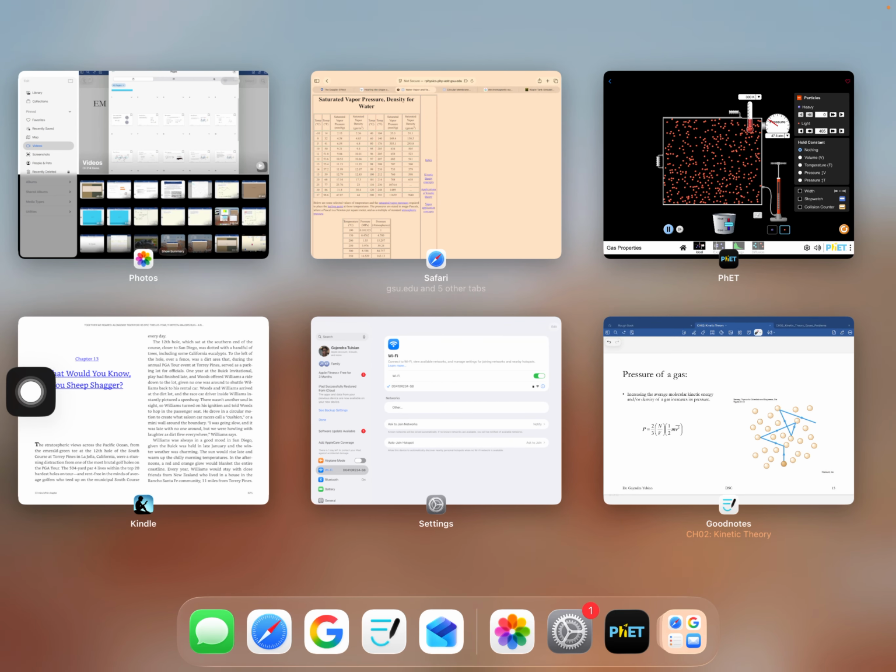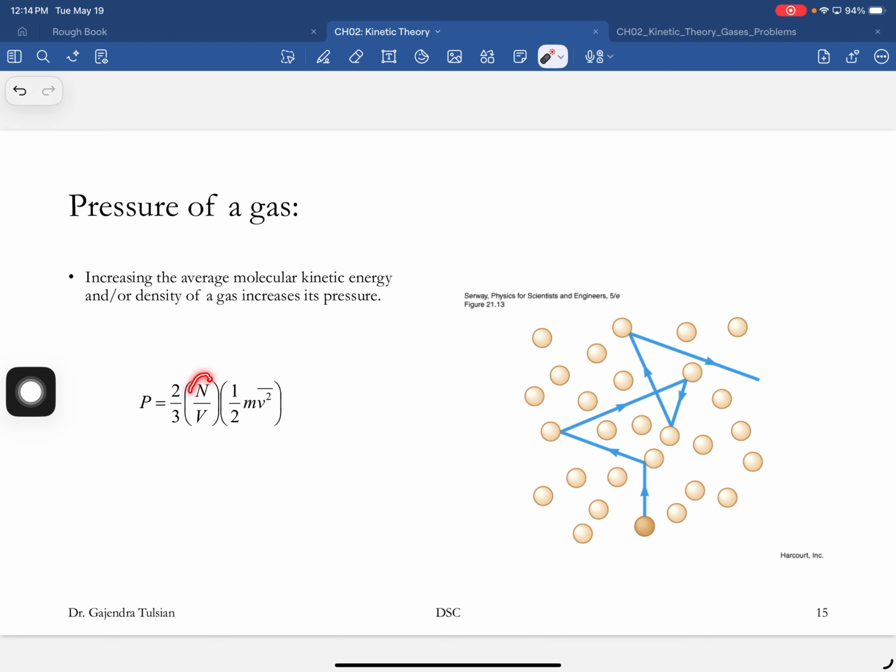What did I do in this expression? I added more N, so I increased this number. The volume was the same. I increased N, I increased this number, the pressure increased. You double N, and you double the pressure. That's what Mr. Gay-Lussac discovered 150 years ago.